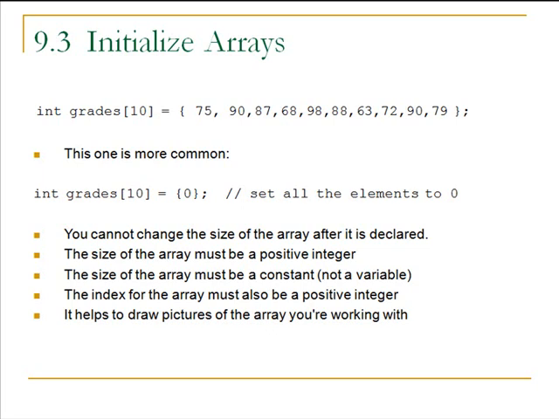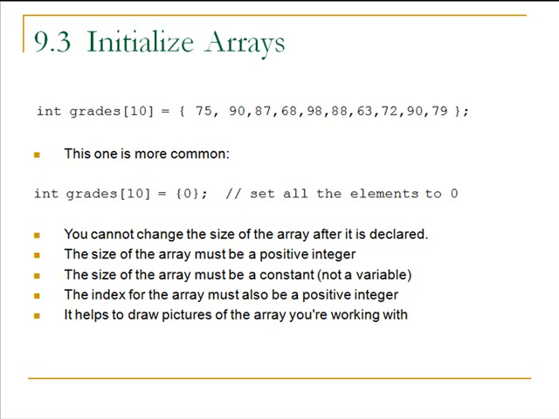So you don't have to put 10 zeros there, you can just put 1, and if you don't put enough values to fill up all of the array, then C will automatically fill all the rest in with zeros.